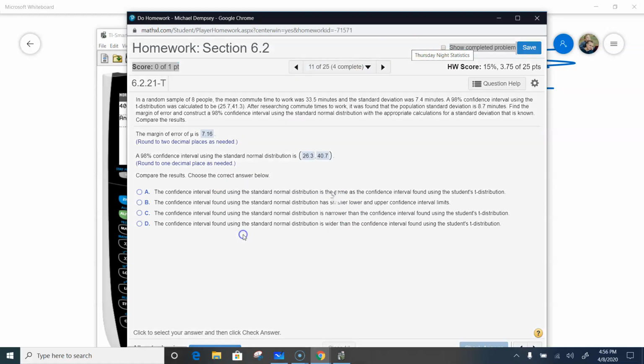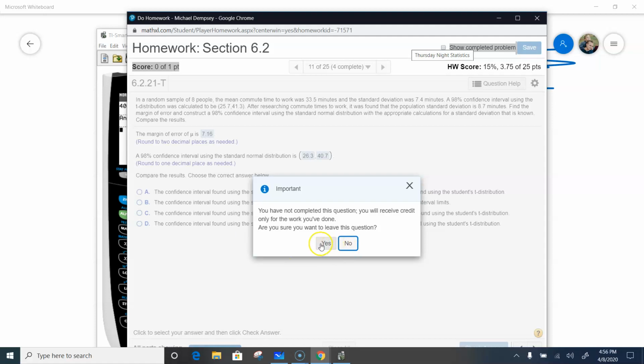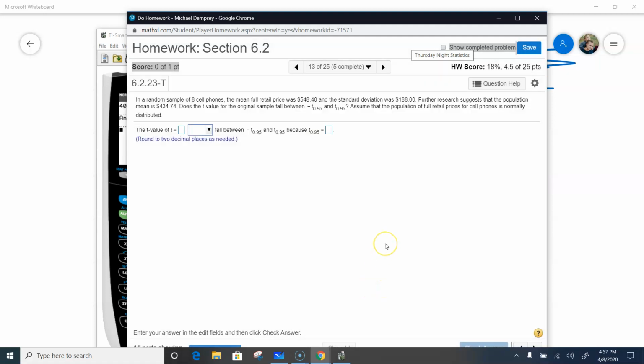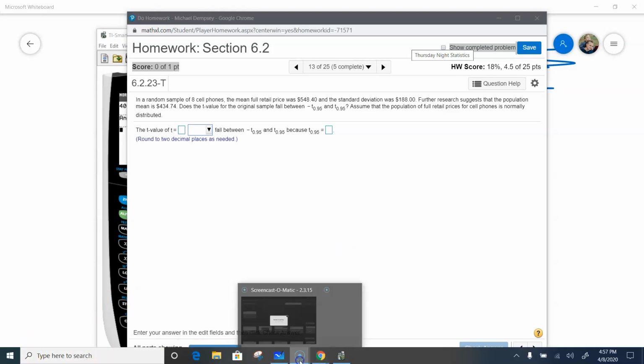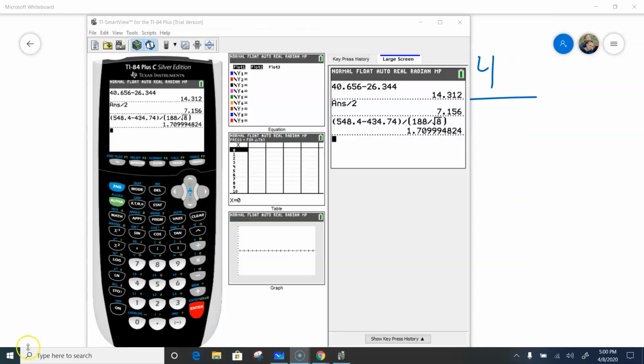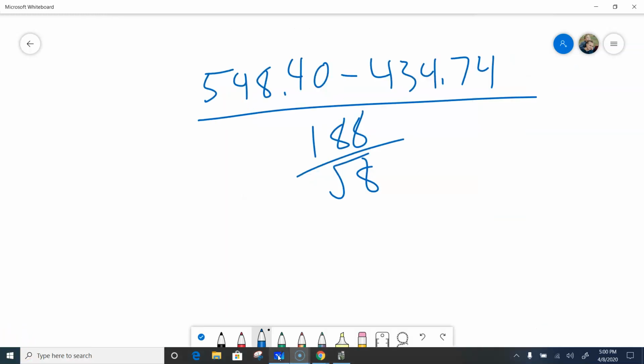Okay, so let's peek ahead, if I'm going to leave that question, to number 13. So I'm not 100% sure if I was recording there, so let me just double check. We got a t-statistic here, 548.4. We take the statistic we got minus the actual mean that they're peeking behind the curtain and telling us, and then we divide by that standard error.